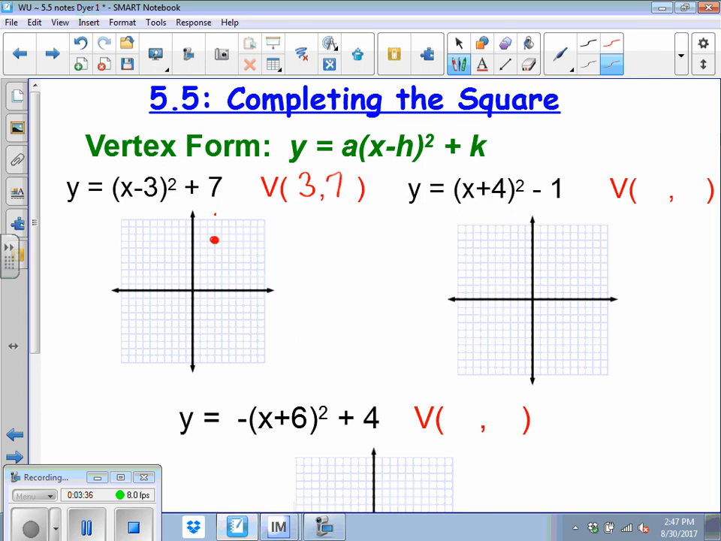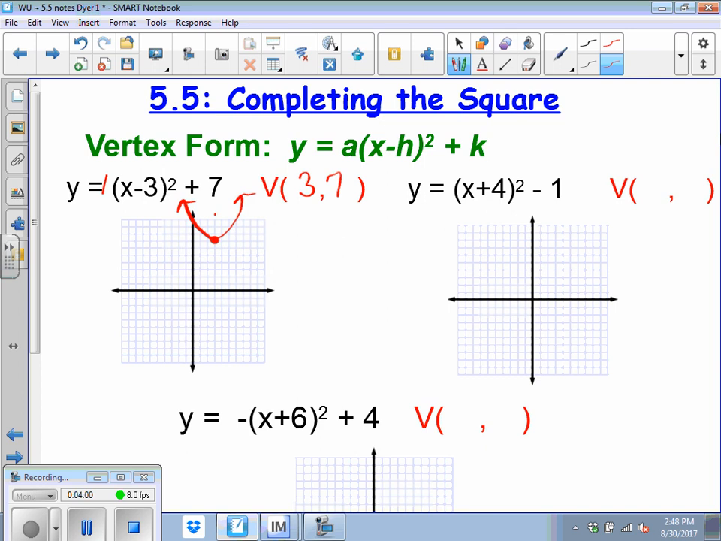So in this first problem, what number is A? What is A? 1. If you don't see anything, there can always be a 1 multiplied to something. So that's how we know that A is positive, and we know it opens up. So if I had to draw a rough sketch of that parabola, it would look something like that. So if all we know is the vertex and it opens up, that's what we would look at.